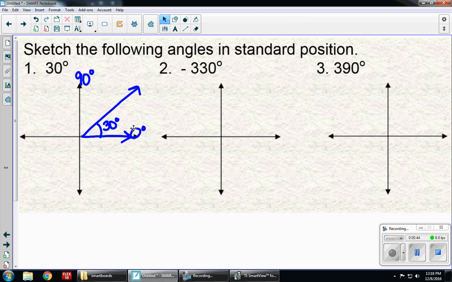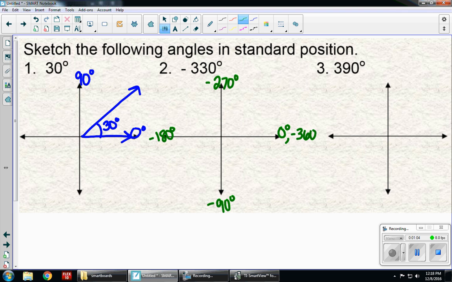The next one is negative 330 degrees. Remember that negative angles rotate clockwise. So I'm still starting here at 0, but when I rotate clockwise, down here is going to be negative 90, negative 180, negative 270, and this is going to be negative 360. So negative 330 is going to fall in quadrant 1 as well. Here's my initial side. Here's my terminal side, and I rotated in this direction.